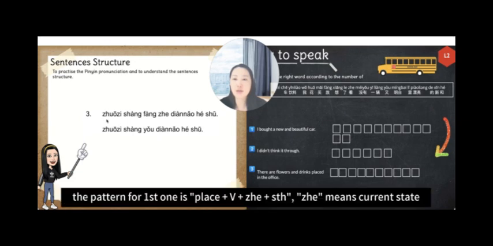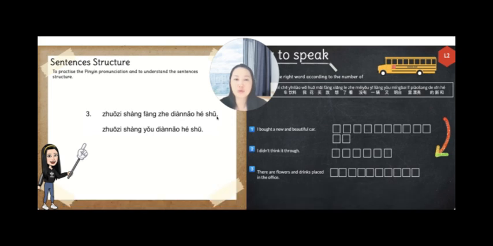The first one is the place, which is 桌子上, on top of the table. And then the verb here is 放, which means to place. And then the word 着, which means the current state. So together 放着 means placing. And then it is followed by the noun. Here it is 电脑和书.